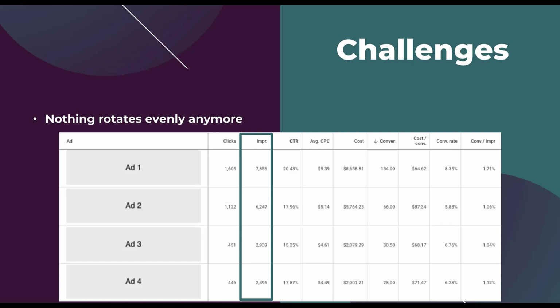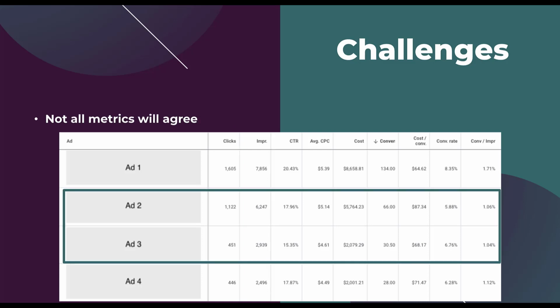It's just the nature of the game, and it's another reason why it's important to make sure that every individual variant within your ad test has enough data to have converted a couple or 3 times before you decide that it's the loser of a test, because it could just be that Google has discounted it for one reason or another. The second challenge is that not all of your metrics will agree.